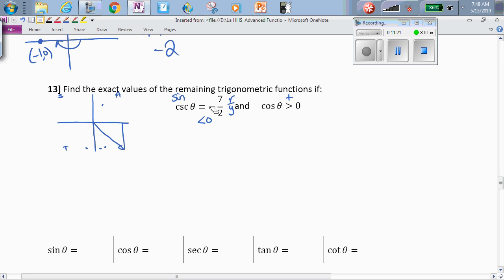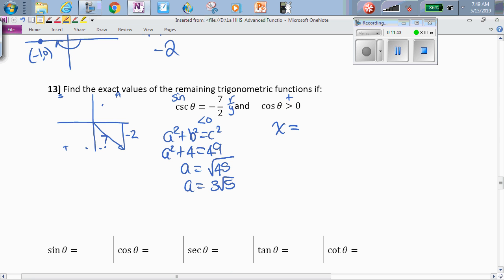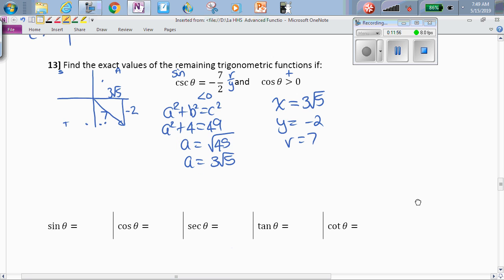The cosecant is negative 7 over 2, which makes sense because the y has to be negative, but the r is positive. So then we have to do a squared plus b squared equals c squared. And that's going to be a squared plus 4 equals 49. Subtract them, and we're going to get the square root of 45, which simplifies down to 3 root 5. So x is 3 root 5. Y is negative 2, and r is 7. So we have to throw all this in here.